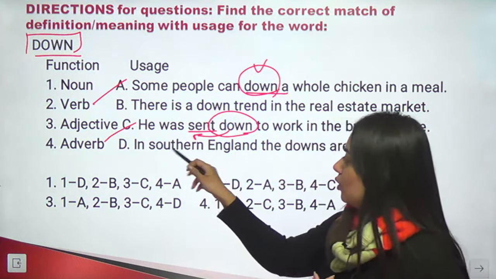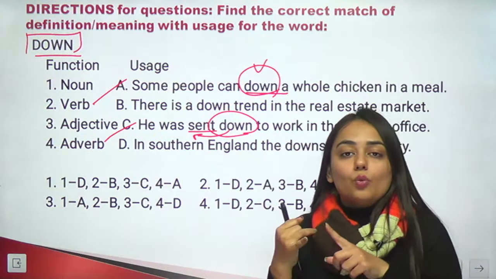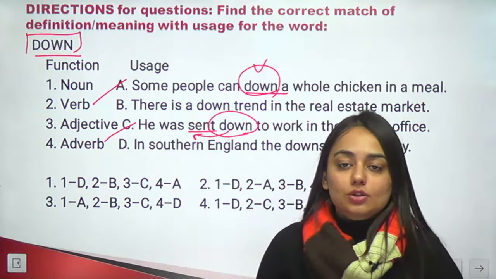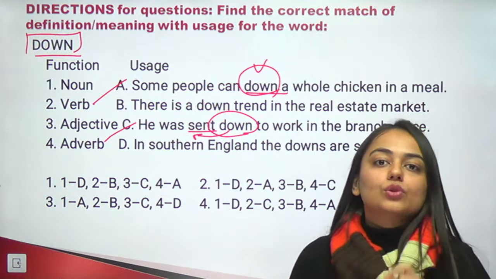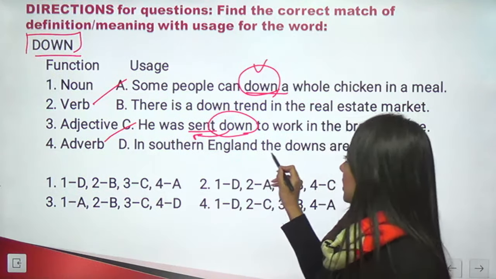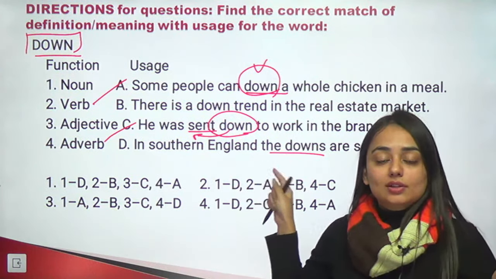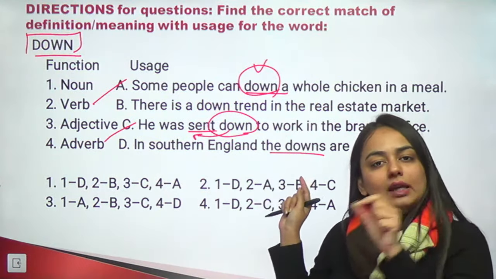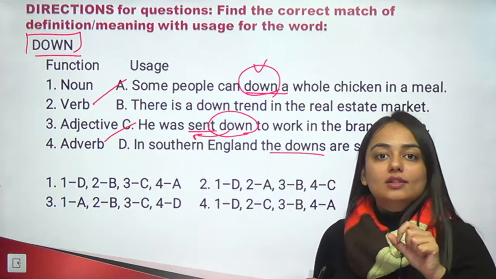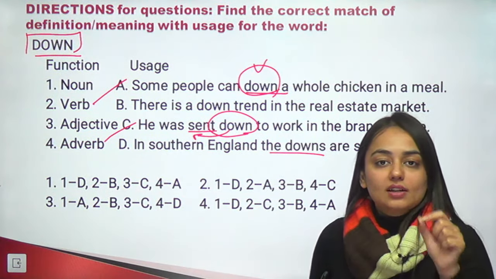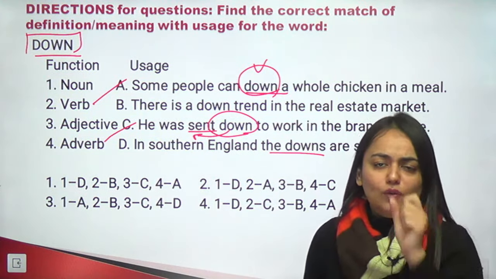So this one, okay, last one. In southern England, the downs are so pretty. The downs. With what words do we use the prepositions? Sorry, the articles. A, and the. These articles are used with nouns only, right? So they are saying the downs. So even if you do not understand what part of speech this word belongs to, there are certain things that you should be aware of कि preposition किसके साथ use होते हैं, modifiers किसके साथ use होते हैं. तो modifiers अगर noun के साथ use हो रहे हैं तो वो adjectives हैं, अगर वो verbs, adjectives या adverbs के साथ use होते हैं तो वो adverb है.